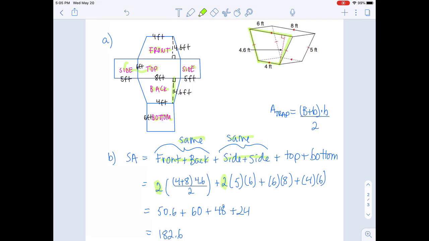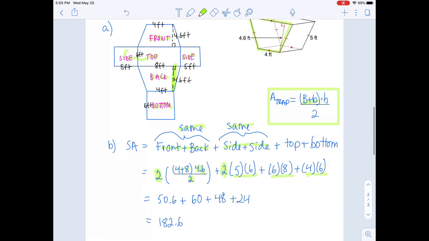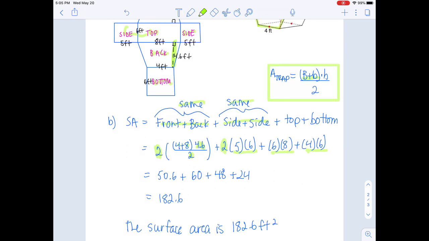And to find the area of a trapezoid, I had to use the formula where I add the two bases together. I multiply by the height. In this case, the height is 4.6 feet. And I divide by 2. So I add the two bases together, multiply by 4.6, and divide by 2. And the rest is pretty straightforward because these are all rectangles. I'm just multiplying length times width. So what I do is I just put that all in my calculator.